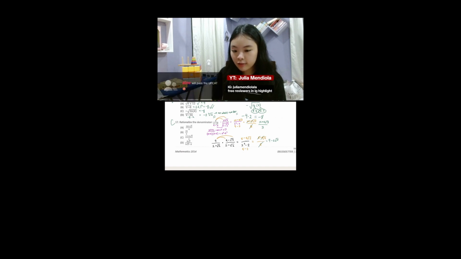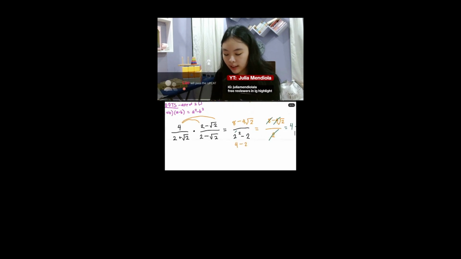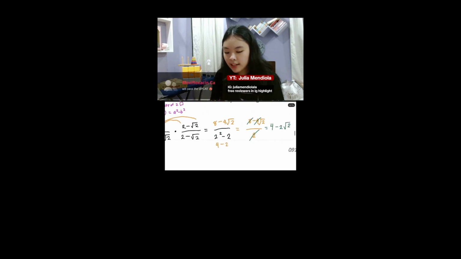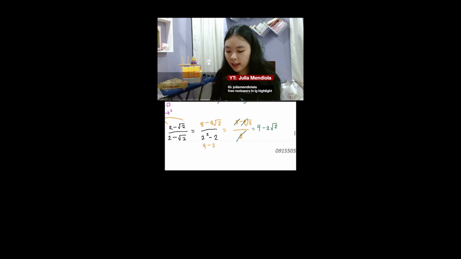Anong 4 po? Paano, yung 4, paano ulit nakuha? Asan yung 4? This is 2 squared, etong 4. Pero if you're asking about this 4, paano siya nakuha? We divided 8 divided by 2. 8 divided by 2 will give you 4. Tapos, 4 square root of 2 divided by 2 will give you 2 square root of 2. Okay? So, dun galing yung 4. Dito siya.